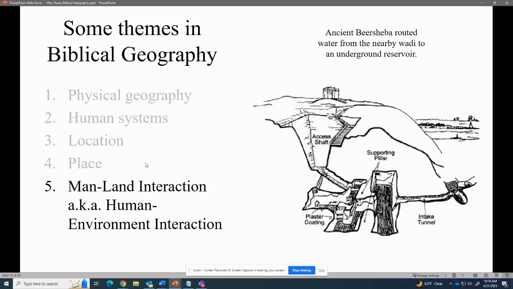All right, so we looked at physical geography, human systems, location, and place. Now let's talk about another theme of geography, and that is man-land interaction. We have here on the right-hand side a sort of diagram showing the city of Beersheba, which was an ancient city that was the home of Abraham for a while.